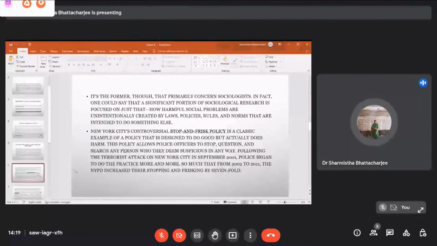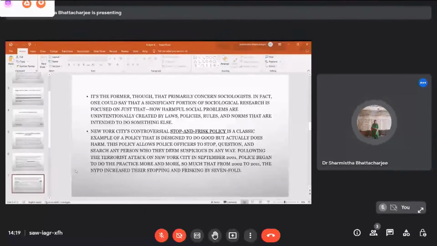New York City's controversial stop and frisk policy is a classic example of a policy that is designed to do good but actually does harm. The policy allows police officers to stop, question and search any person who is deemed to be suspicious in any way. Following the terrorist attack on New York City in September 2001, police began to do this more and more, so much that from 2002 to 2011, the NYPD increased their stopping and frisking sevenfold.